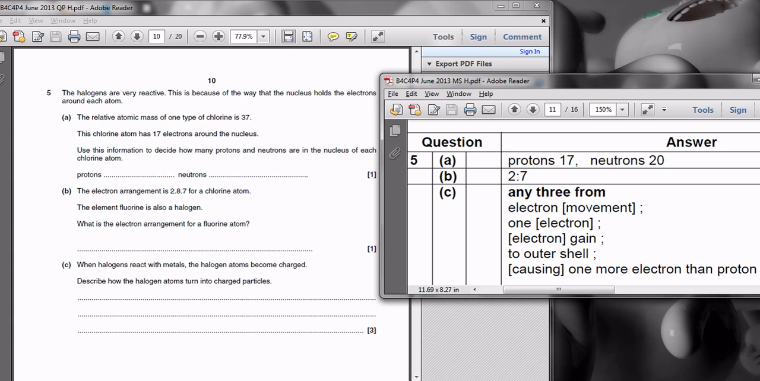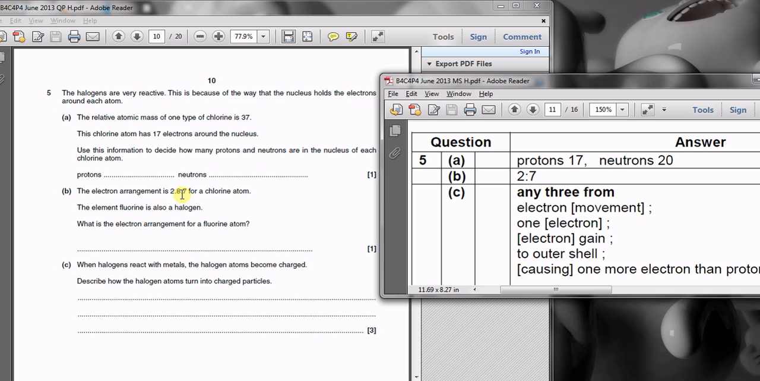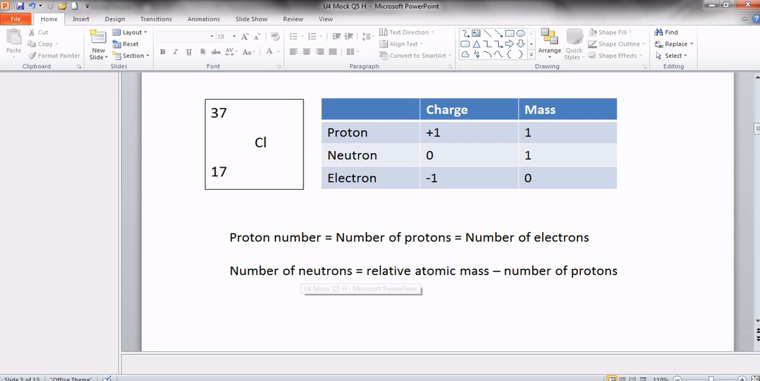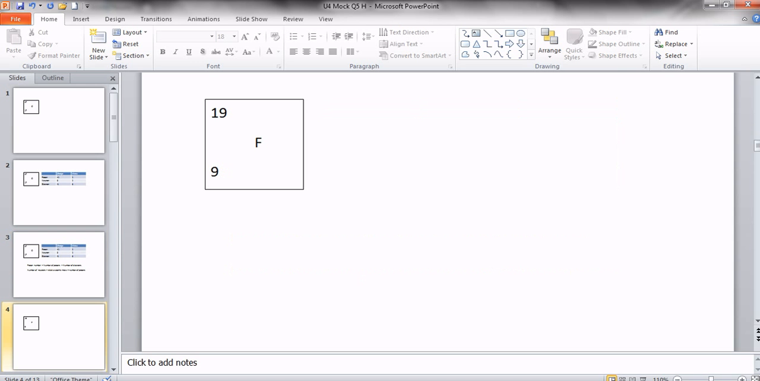So part B: the electron arrangement is 2.8.7 for a chlorine atom. The element fluorine is also a halogen. What is the electron arrangement for a fluorine atom? Again, we're going to need that periodic table that's on the back of the paper. If we look in the periodic table, we see that there are 9 electrons. Remember, this bottom number tells us protons and electrons. 9 electrons in a fluorine atom.